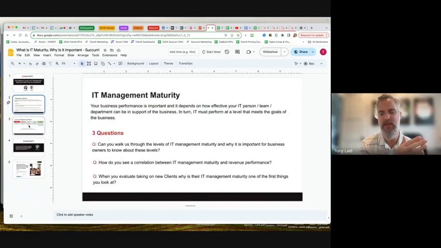It seems like with those different levels, as your business grows and your revenue grows, you can afford more IT support or IT service. Is that the case? How do you see the correlation between IT management maturity and revenue?